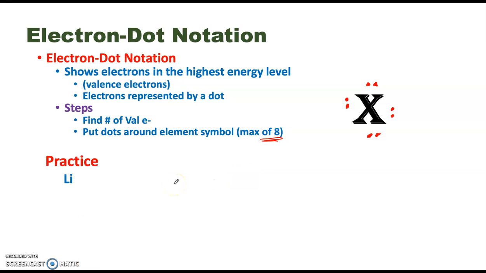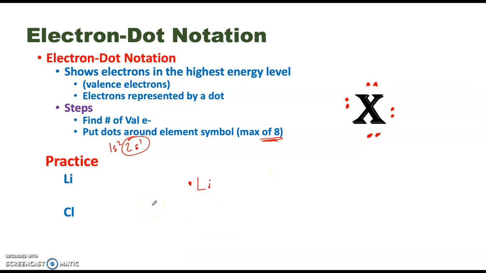So let's practice. If you write out the electron configuration of lithium, 1s2, 2s1, it has 1 valence electron. So what I would do is I'd take the symbol lithium and I'd put 1 valence electron. Again, doesn't matter where I put it. I could put it right here if I wanted. That would be the electron dot notation of lithium.